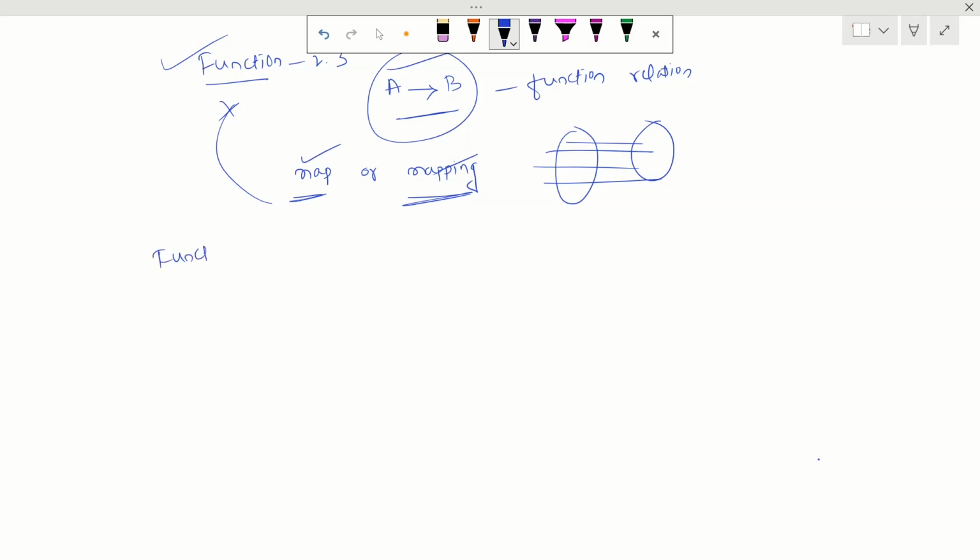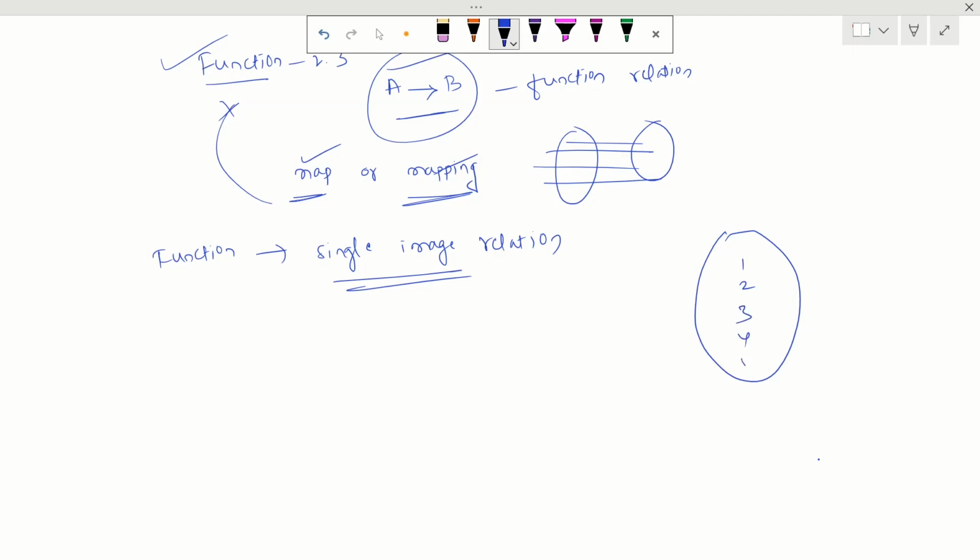The function, as we have already defined, has a single image relation. When we compare it with a relation, a function has a single image. What is the meaning of that? We know about relations, right? Relations means suppose two sets are there, 1 2 3 4 and 5, and another set 1 2 3 4 5.